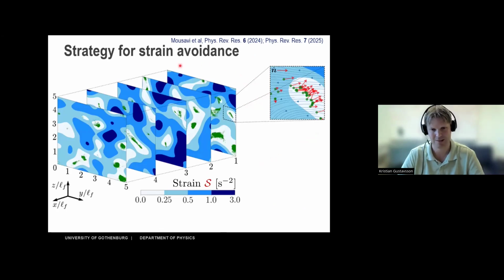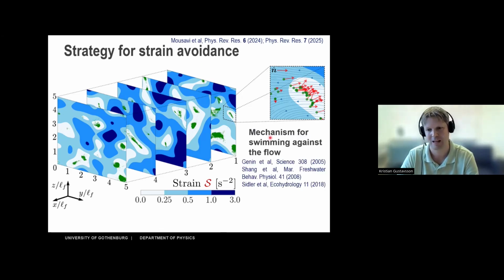And this is an evaluation of the strategy. So this is a 3D flow. So we have X, Y, and Z. And we have different slices in the flow, and we see that the plankton concentration is high in regions of low strain. And we also see that if we blow up one of these regions, plankton mainly align against the flow. So this turns out to be a mechanism for counter-current swimming, which is something that is observed in plankton in nature.